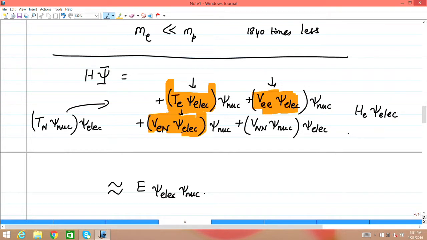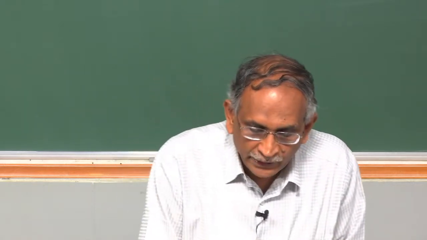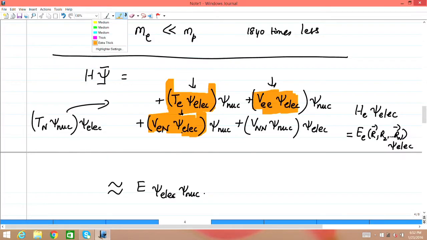And what does it give? It gives you E, a function of the nuclear positions R1, R2, Rn times psi electronic. Therefore, we substitute that and then solve the rest of the problem. The rest of the problem contains the nuclear. Let's use a different color.